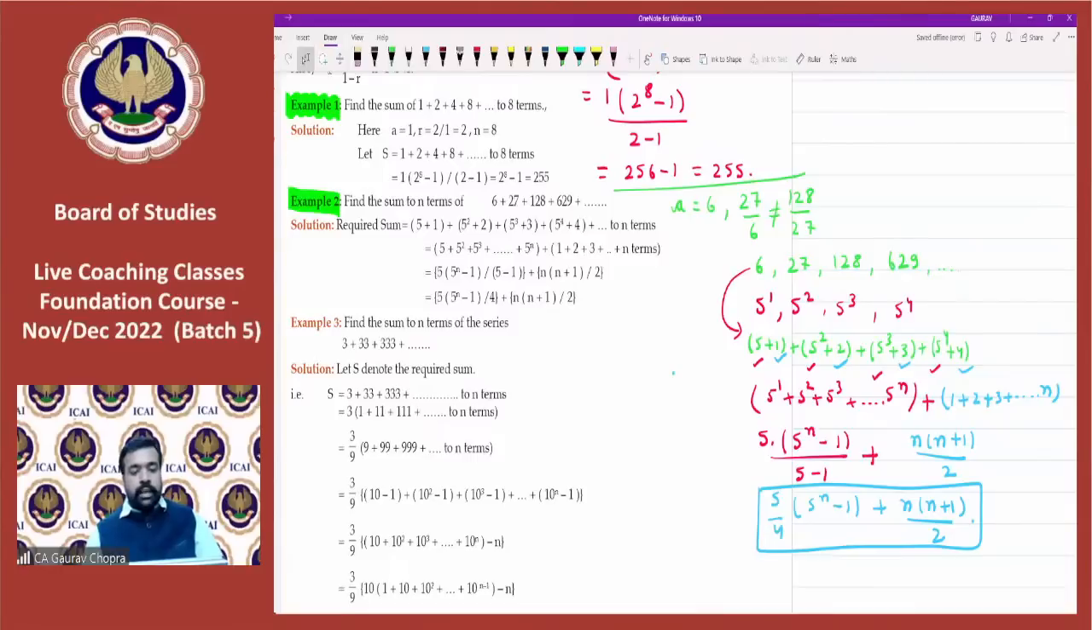So this was example number 2. Whenever you don't directly get an AP or GP, that means it can be a combination of two of them. So we have to put in some effort to split it, and after splitting, apply the formula one by one on both.